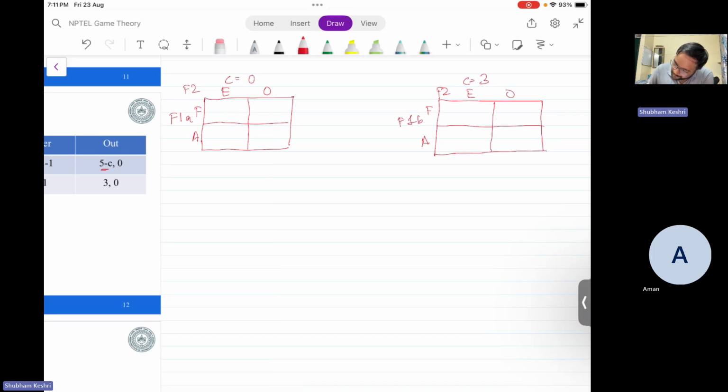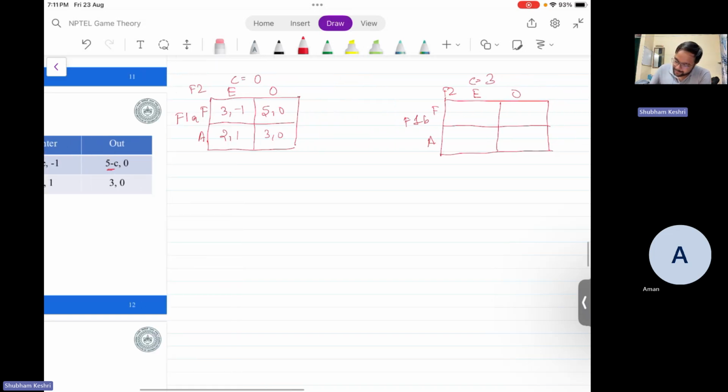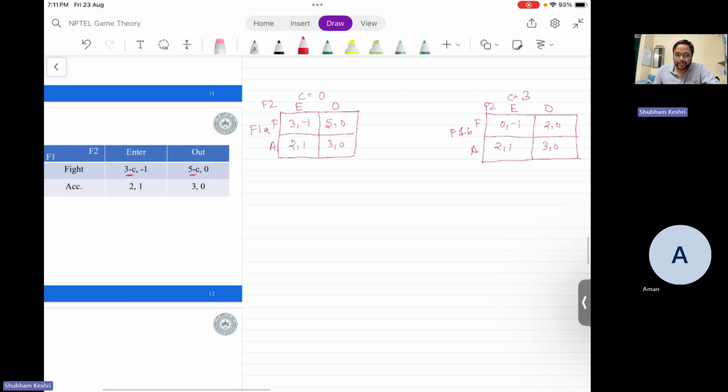When C equals 0, the utilities will be 3 comma minus 1, 5 comma 0, 2 comma 1, and 3 comma 0. So this is the table for C equals 0. When C equals 3, you can just find out the utilities: 0 comma minus 1, 2 comma 0, 2 comma 1, and 3 comma 0. Just check again if I have not made any mistake. If you think I have made a mistake, please point it out. All right. Let's check.